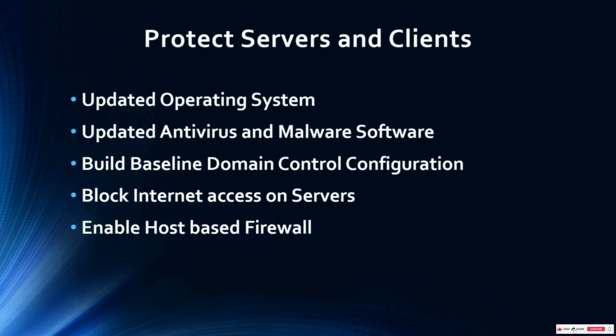The second one is updated antivirus and anti-malware. Any system without antivirus or anti-malware protection, or with outdated versions of this type of software, can become a primary target. So make sure to use a reputed antivirus solution and keep it up to date with the latest antivirus signatures. The third one is to build a baseline domain controller configuration. Use Microsoft Security Compliance Manager and Security Configuration Wizard to create a configuration baseline for the domain controller which can be deployed and enforced by group policy.